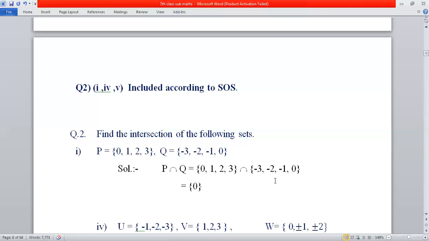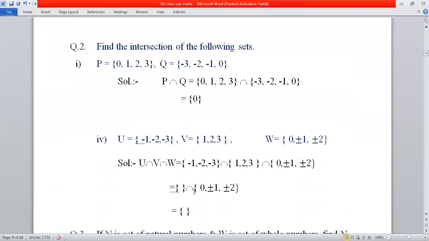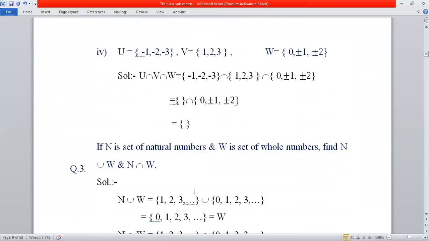So if it is present in both sets, then in the intersection of these two sets, which element will come? Only this 0. So this is the intersection of two sets. Now come to the fourth part.